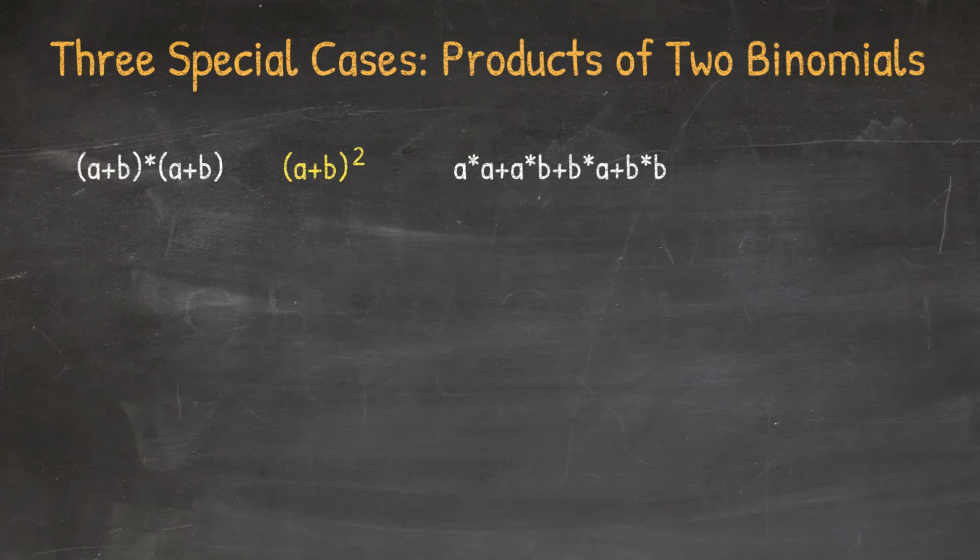As we know, a times a is a squared, then the middle part of plus a times b plus b times a, since the sequence of multiplication is irrelevant and a times b is the same as b times a, what we get is 2 times ab, or we could say 2 times ba. It doesn't change anything. And then we have the last part of b squared, which is the result of b times b.